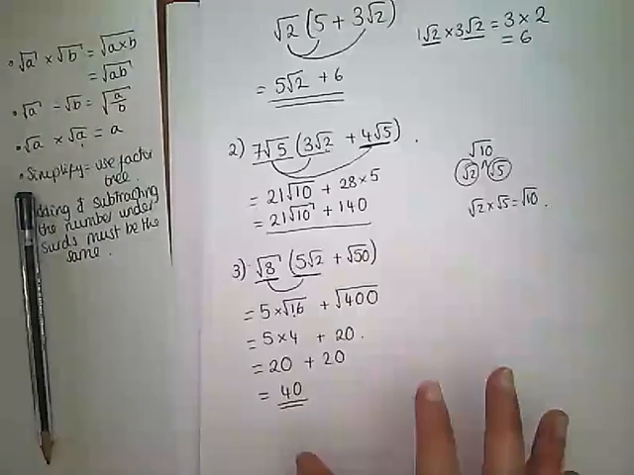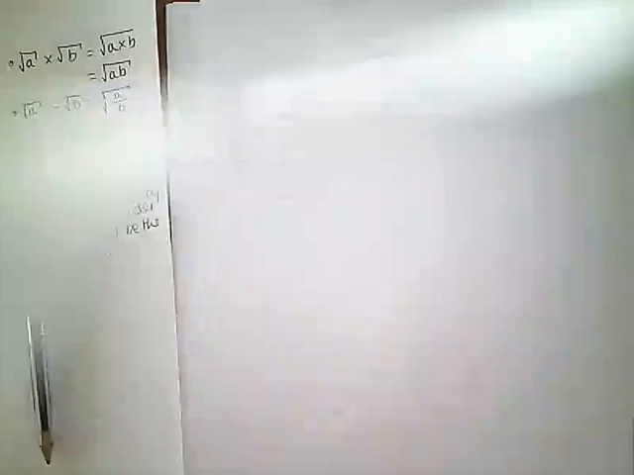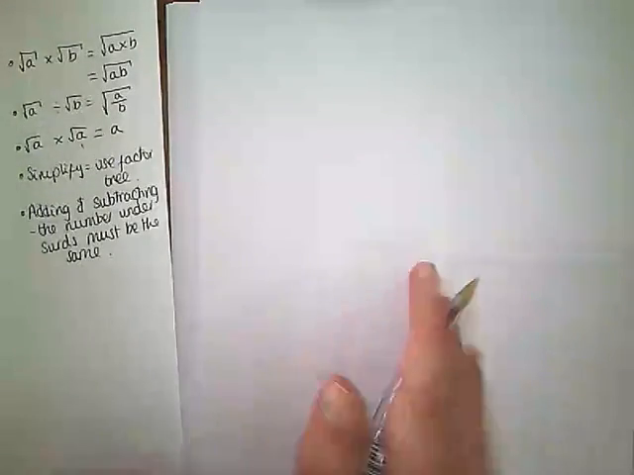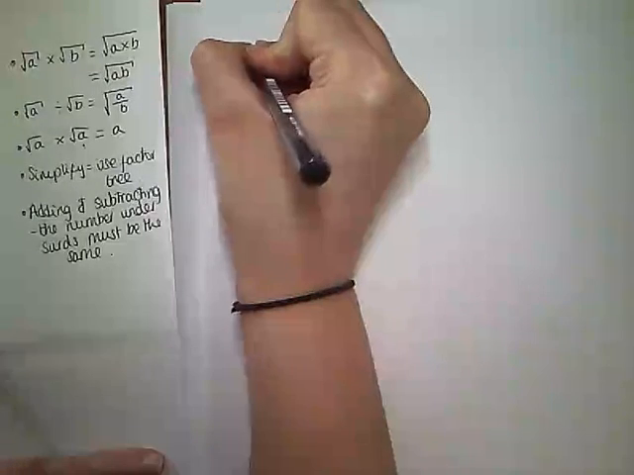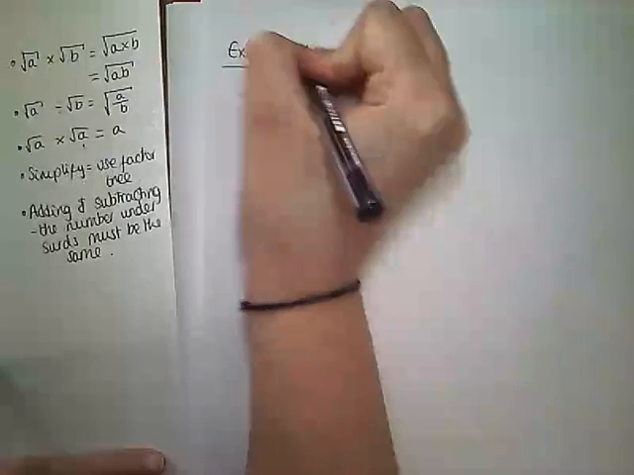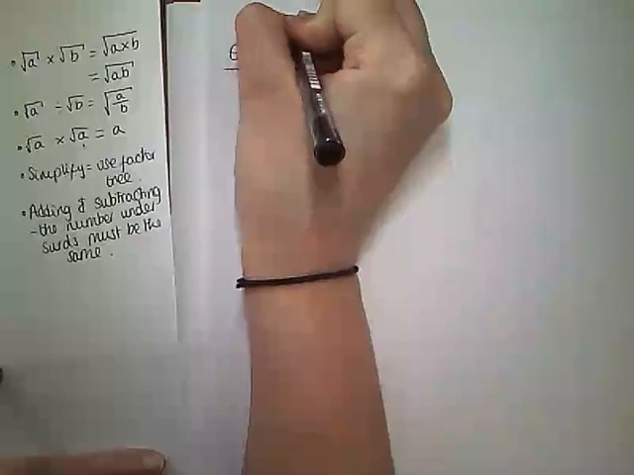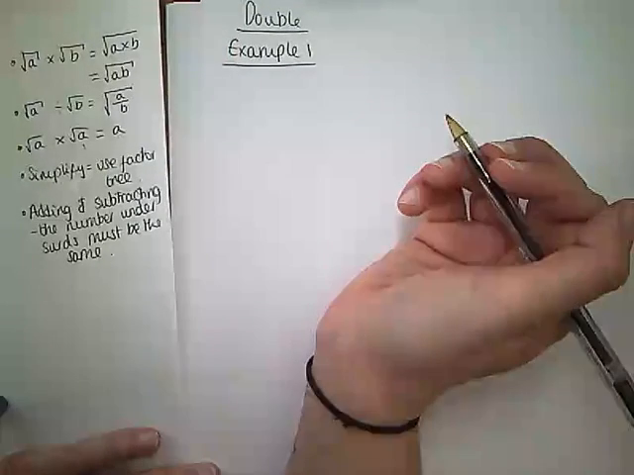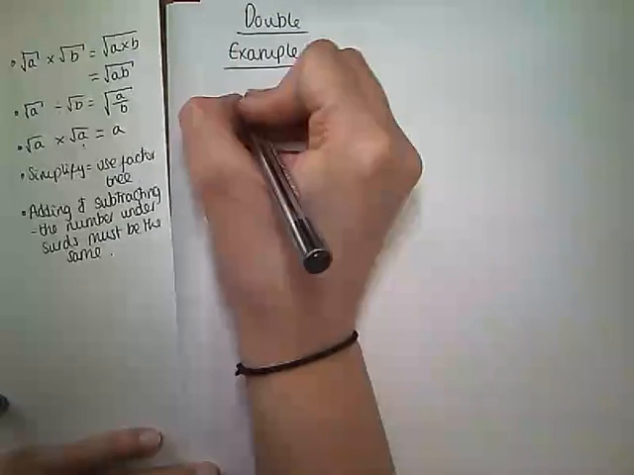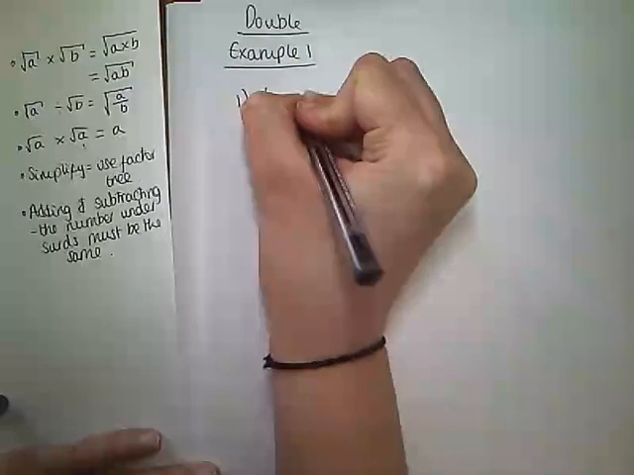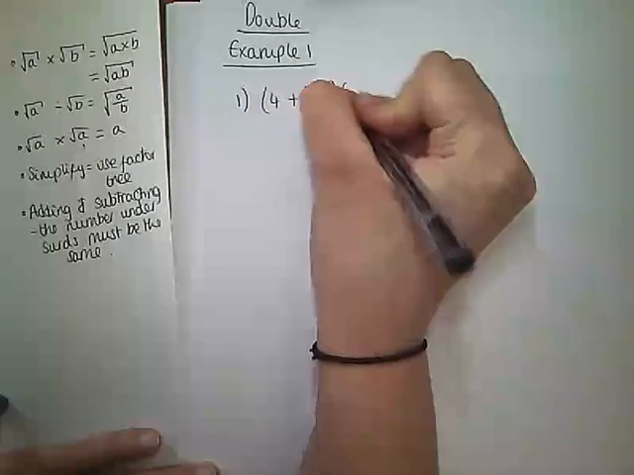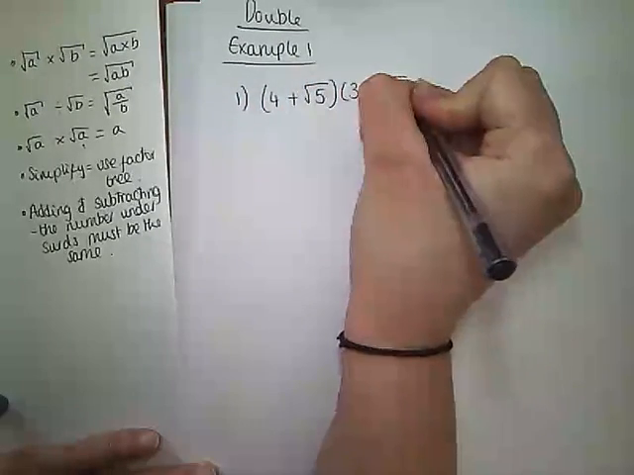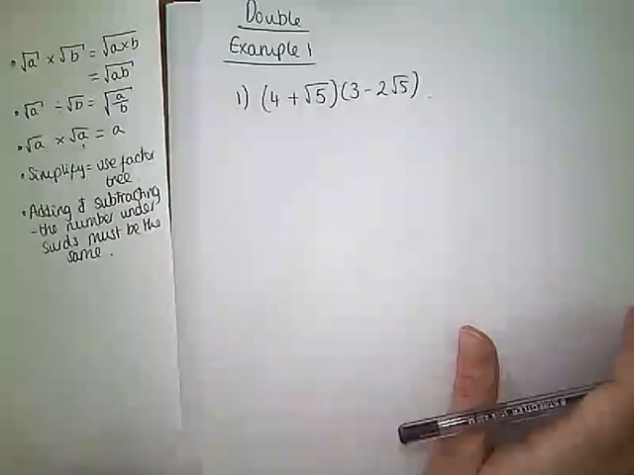Let's now go on to expanding double brackets. Here we go. Example 1 of double brackets. And obviously it works the same for triple brackets if you ever have to do a triple bracket, okay? Here we go. So 4 plus root 5 and 3 minus 2 root 5. We haven't had many minuses, so we'll put some minuses in.